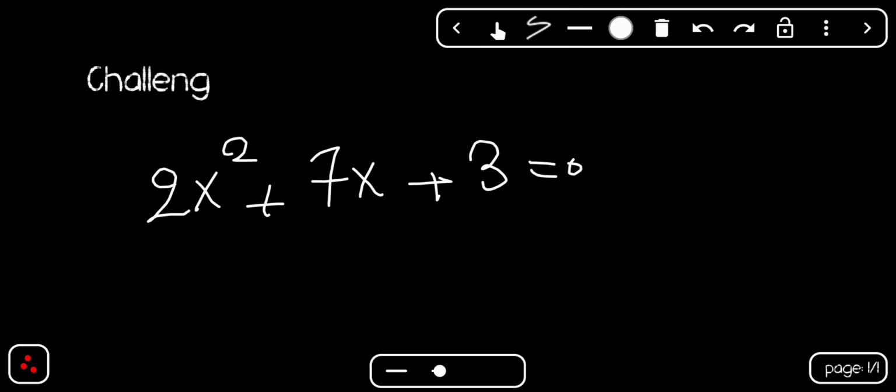Guys, this is a challenge for you from zero product property. We have a question the same as that, but here the difference is we have a coefficient for x squared. So we have 2x squared plus 7x plus 3 equal to 0. Here you can use the quadratic formula, but I know a shortcut that will save your time in the math password test or even in other exams, and you will enjoy it. And I will post it on YouTube soon.